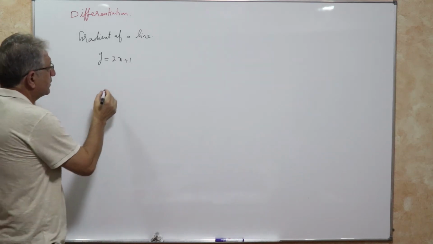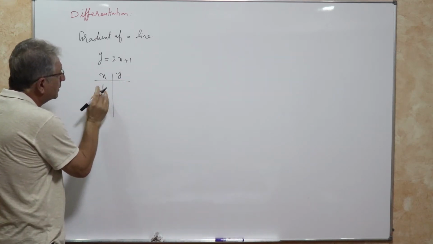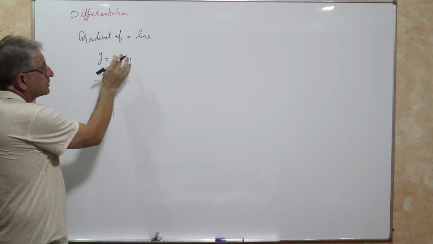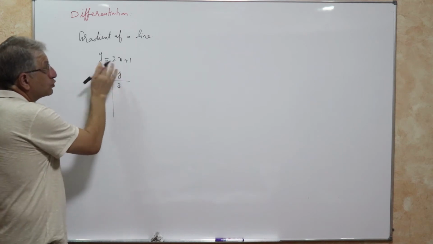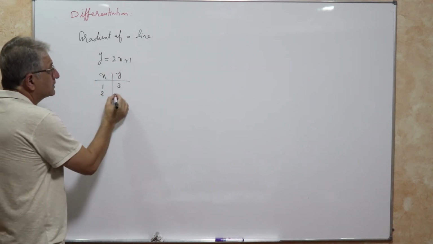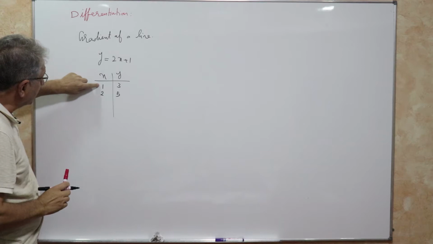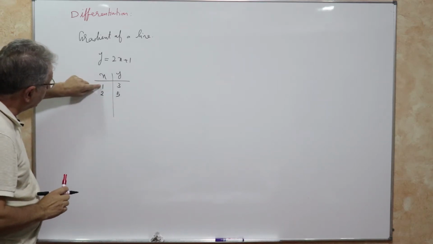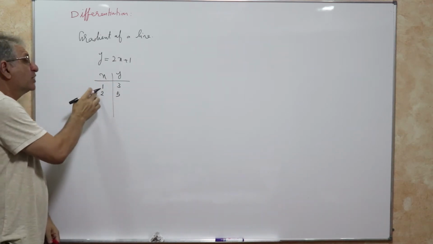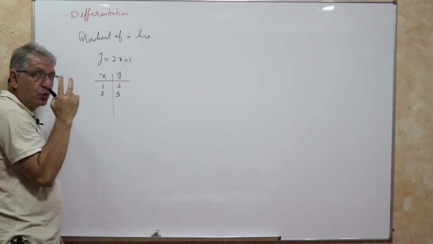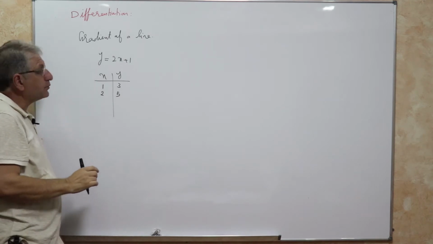Suppose this is the value of x and this is the value of y. When x is equal to 1, 2 times 1 is 2, plus 1 is 3, so the y value is 3. If I put x equal to 2, I get 2 times 2 is 4, 4 plus 1 is 5. You can see that if x increases by 1, y increases by 2. Therefore 1 became 2, but 3 became 5, an increase of 2. Whenever x increases 1 unit, y increases 2 units. So we say the gradient of this line is 2.